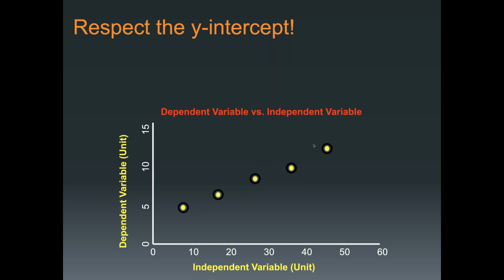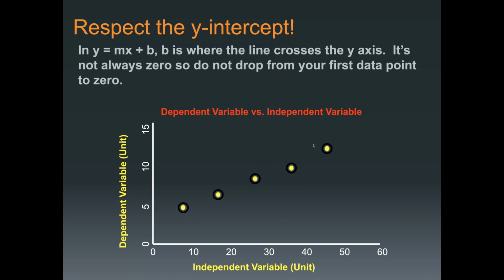Now, respect the y-intercept. When you do your line of best fit, y equals mx plus b, right? M is the slope. B is where the line crosses the y-axis, all right? The y-intercept doesn't have to be 0, right? If it was y equals mx plus b and b was always 0, we'd forget about this part and we'd just say y equals mx and let it be like that.